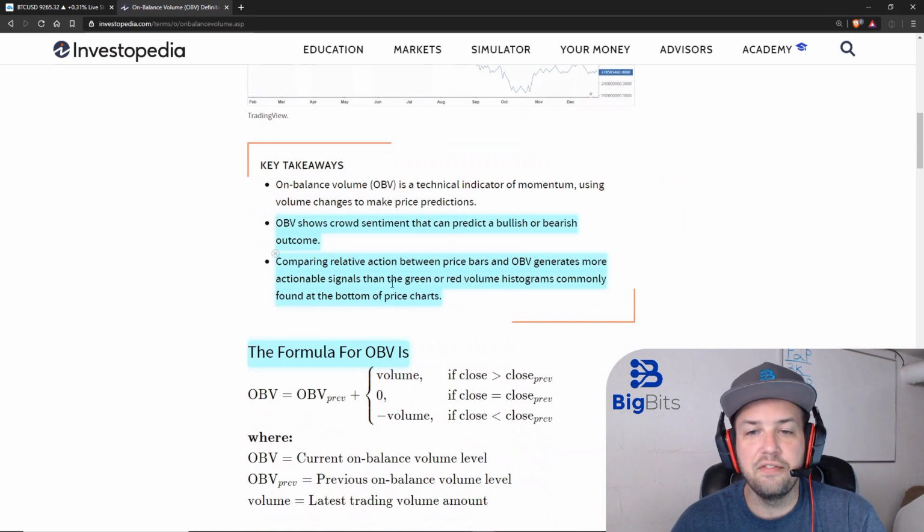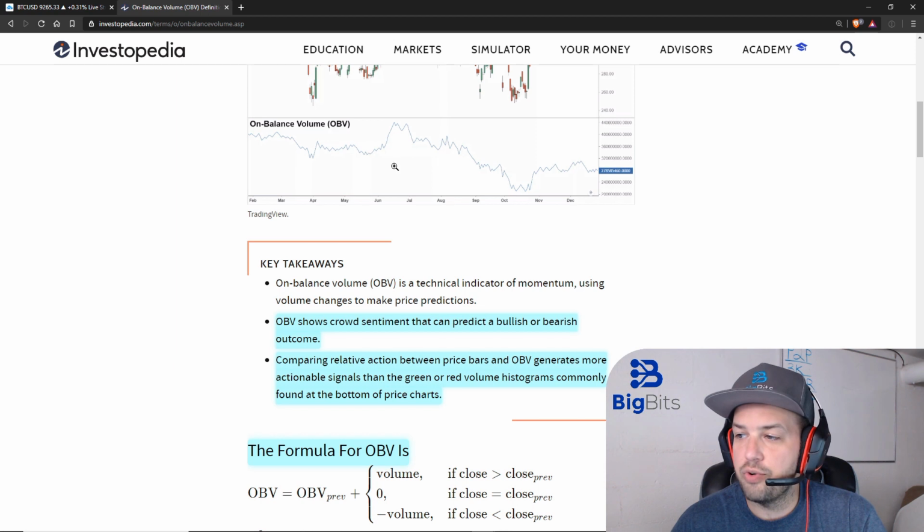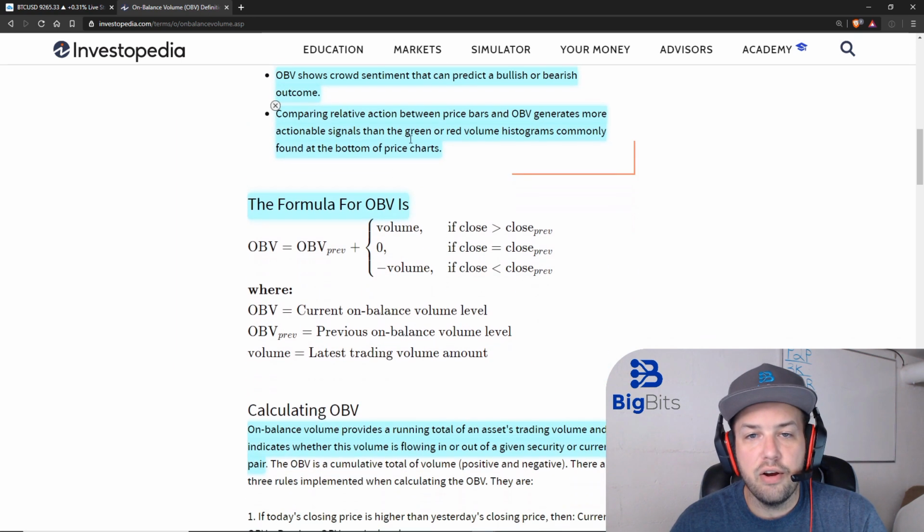Now, some of the key takeaways they've shared that I haven't already mentioned is that this can show the crowd's sentiment, whether it's bullish or bearish, kind of looking at whether or not there's a trend up or down, and comparing relative price action or action between price bars, and OBV generates more actionable signals than green or red volume histograms commonly found at the bottom of price charts. Okay, all that's saying is that this will help you identify more valuable information based on volume compared to just looking at the volume itself. That's just a long way of saying that.